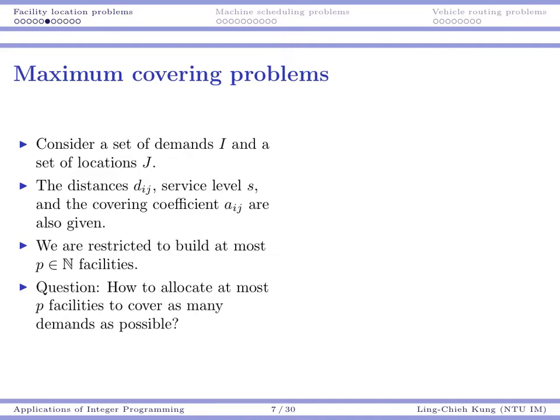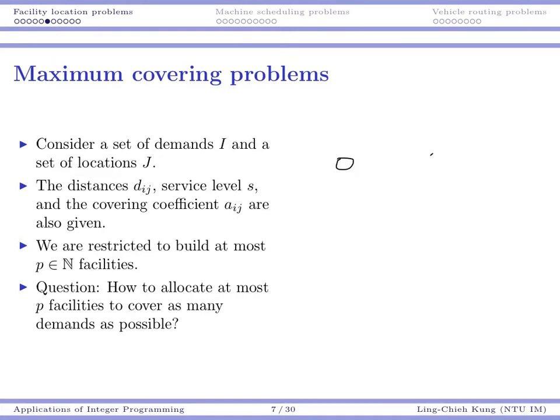Now, we don't need to cover everyone, but we are restricted to build at most P facilities. P is a positive integer. You are given that you can build at most five facilities or seven facilities to cover as many demands as possible. So we want to allocate at most P facilities to cover as many demands as possible.